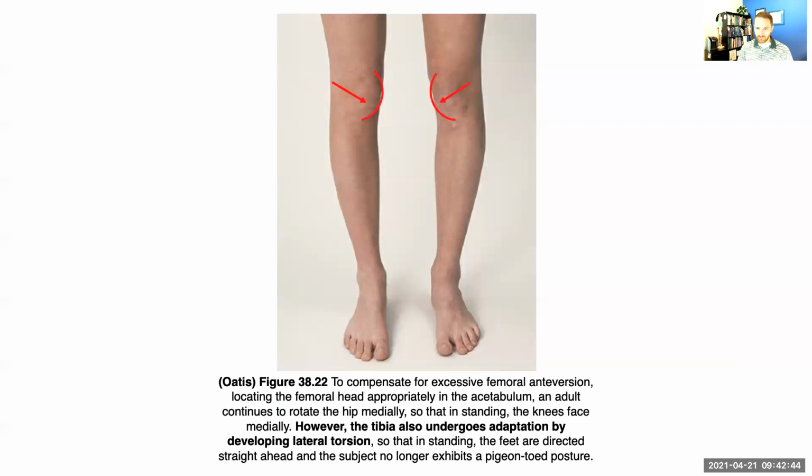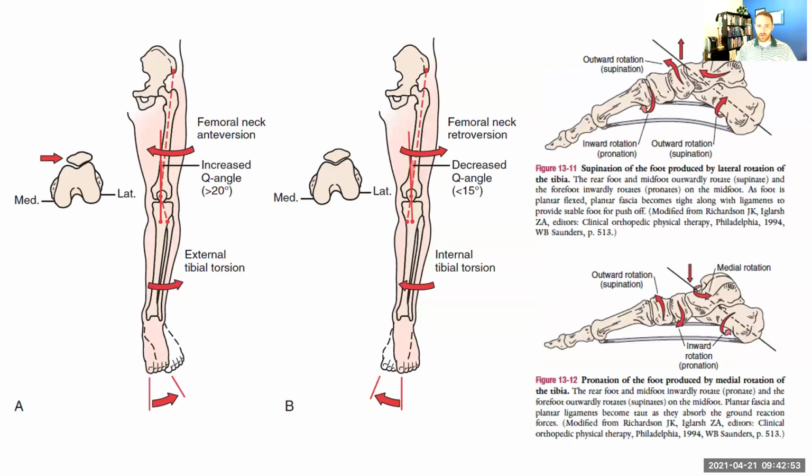We have a lateral tibial torsion that's occurring, and that's occurring to better position the foot and ankle in the sagittal plane. Now, this is also what we've talked about, which is just an illustration of what we've already seen, right? If that femoral neck is in an anteverted position, we're going to see external tibial torsion, which leads to a little bit more of a pronated foot posture.